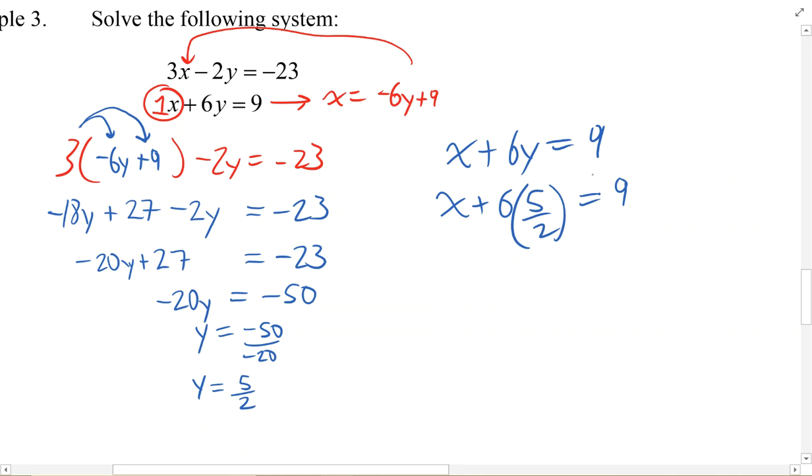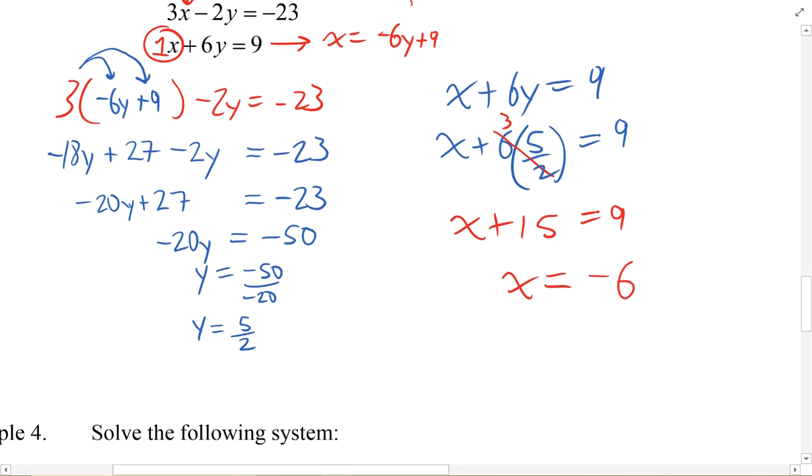Okay. Now 6 times 5 over 2, that's like a gift, isn't it? Because the 6 and the 2 cancel to a 3. Excuse me, x plus 15 equals 9. X equals what? Negative 6. So your solution is negative 6, comma, 5 over 2. Okay.